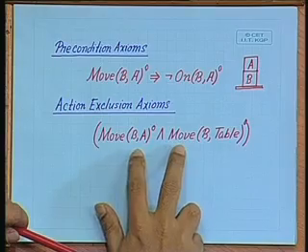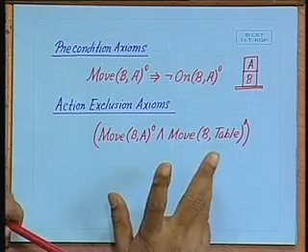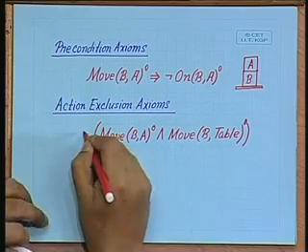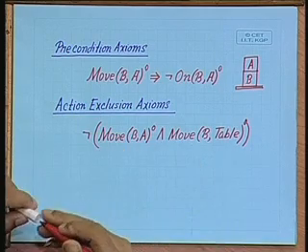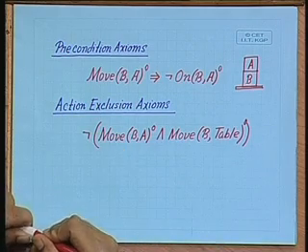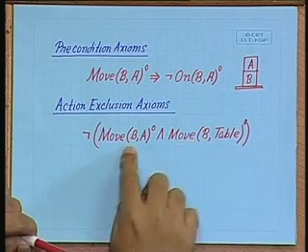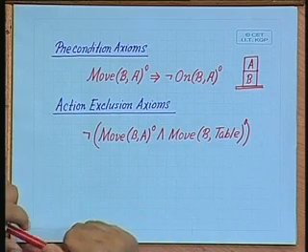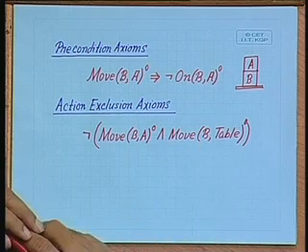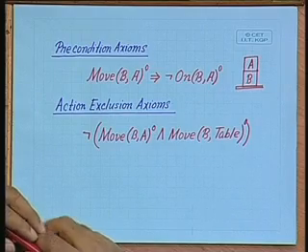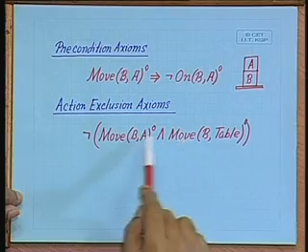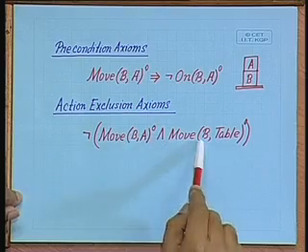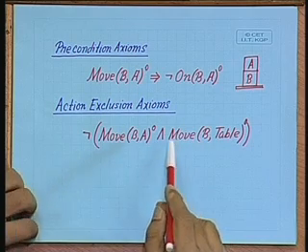So, therefore, we have to explicitly specify that these two cannot happen together. So, the action exclusion axiom will say "not of this." In other words, these two actions are mutex, you cannot do both of them. So, for all pairs of mutex actions, we have to add exclusion axioms like this, which says that if you have this, you cannot have this, and so on.